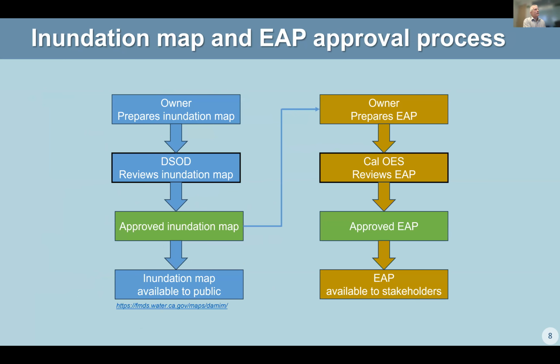And this is just adapted from DSOD's website. There's a dam owner. In this case, it's DWR, but other entities own dams in California. The owner makes the map and sends it off to DSOD. DSOD hopefully eventually approves the map. And by the way, today these maps are available on a public website that's served by DSOD. Those maps go into the EAP, and Cal OES approves those, and then the EAP is used and disseminated to stakeholders.